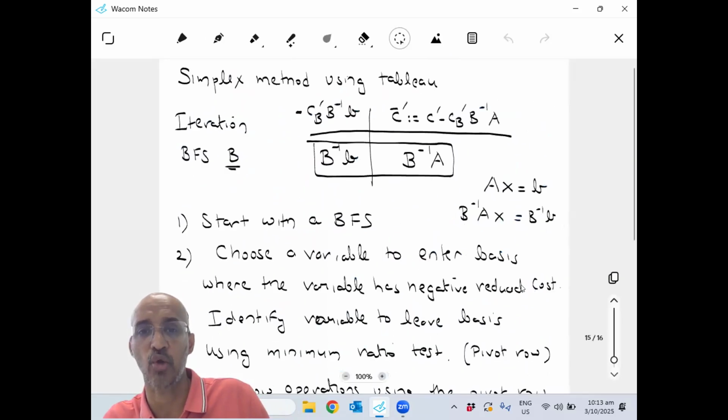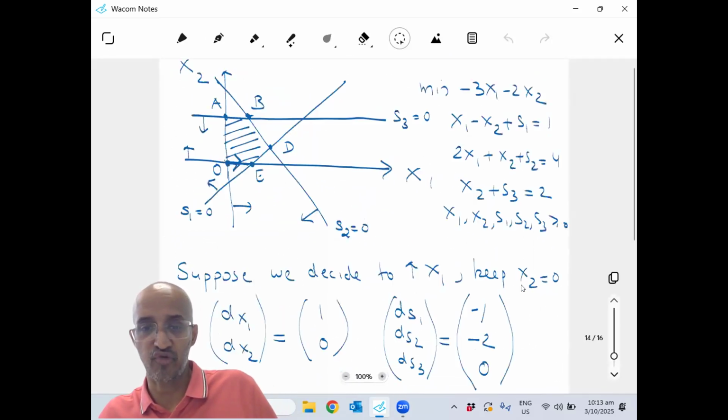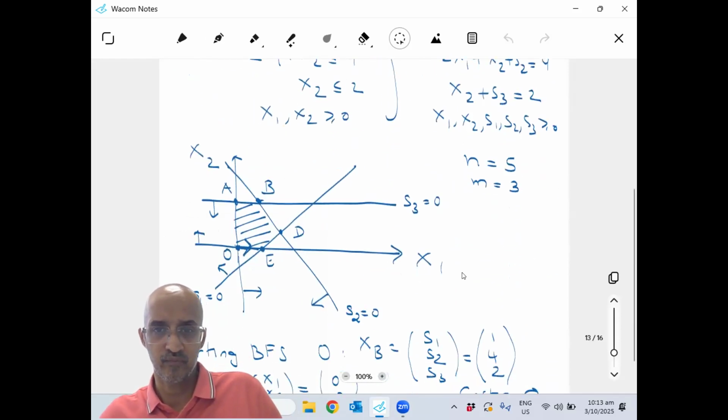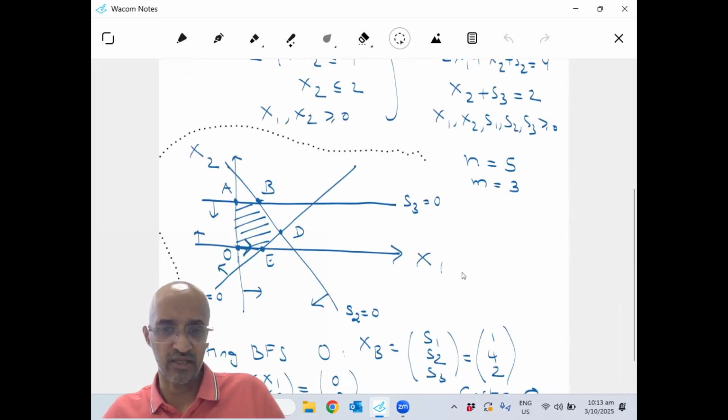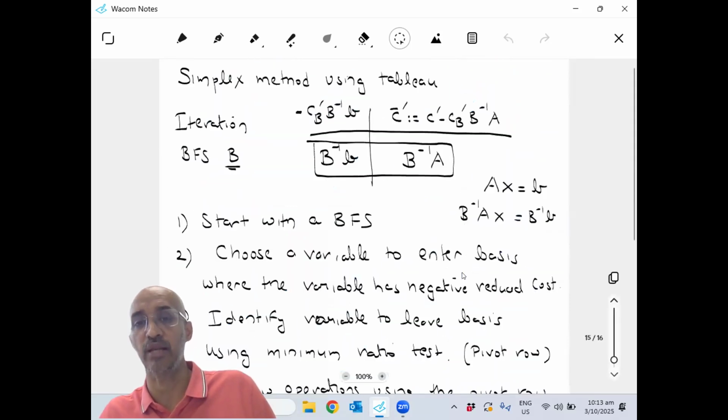So I started with this, but now we will implement it and we will solve it to optimality. Okay. So this was a standard form LP. I'm just taking this from last class. I'll just remind you what the LP is. We just started on this LP last class.